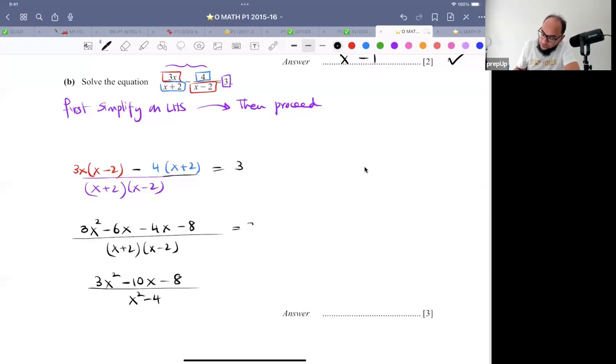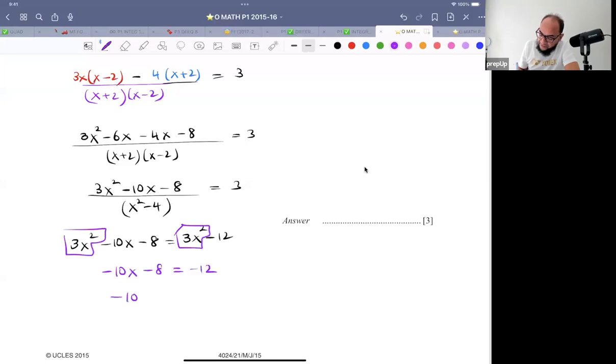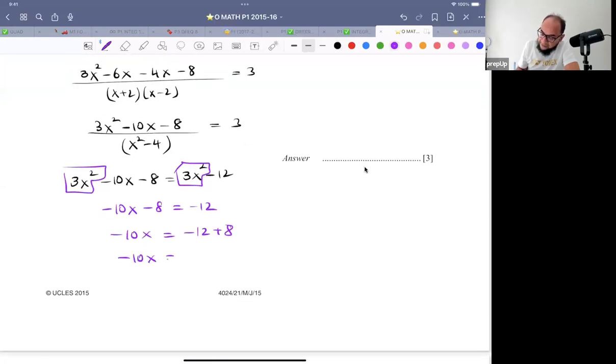Equate it to 3 and cross multiply. 3x squared minus 10x minus 8 equals 3x squared minus 12. I have multiplied with this. Now the 3x squared is the same on both sides, so it cancels out. Negative 10x, negative 8 is negative 12. Negative 10x is equal to negative 12 plus 8. Negative 10x is equal to negative 4. The negatives cancel. x comes out to be 4 over 10 or 2 over 5. That is the answer. So 2 over 5 is the answer.